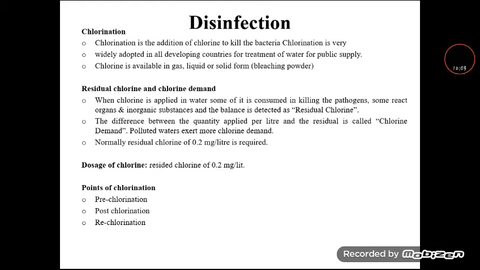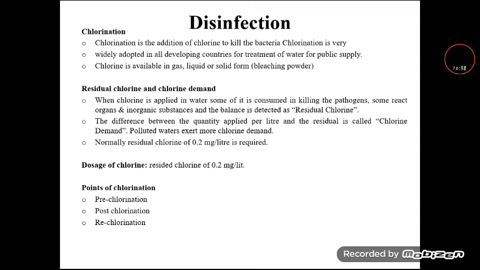Okay, so after the chlorine is consumed by the pathogenic bacteria, the remaining chlorine present in the water is called residual chlorine. And the chlorine requirement, which is actually the chlorine demand, is the amount of chlorine required to kill the pathogenic bacteria. The difference between the quantity applied and the residual is nothing but the chlorine demand.